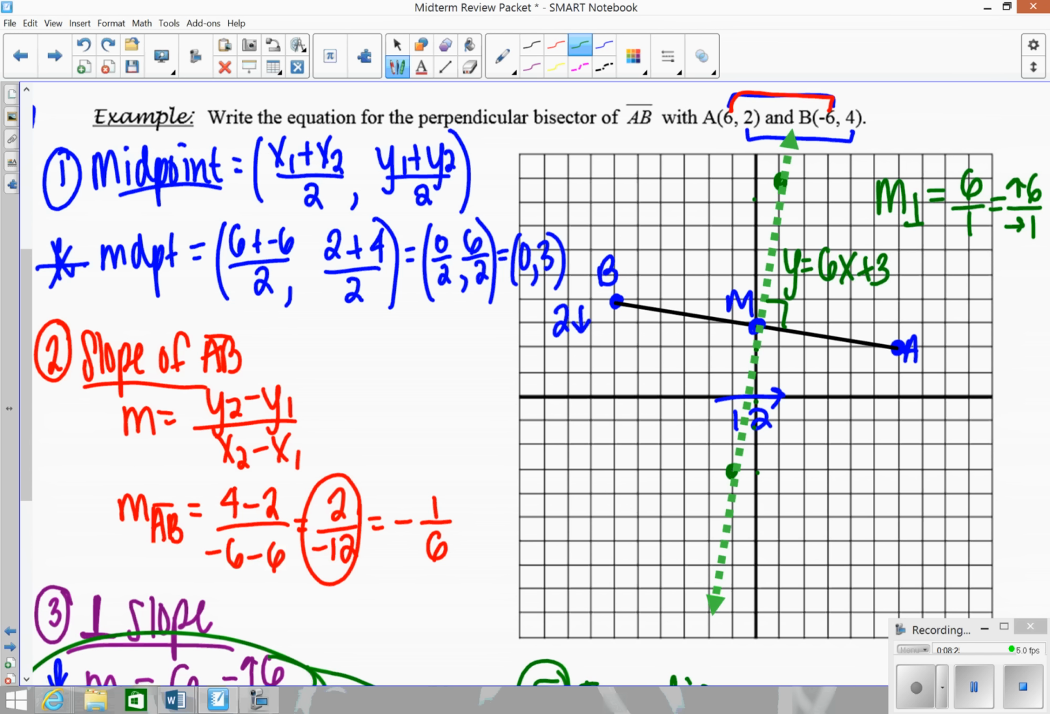So this line is perpendicular and it bisects that given segment. So now you don't have to do these on a graph. You do have to know how to do these algebraically though. So you do have to know these 5 steps. The graphing part is optional.